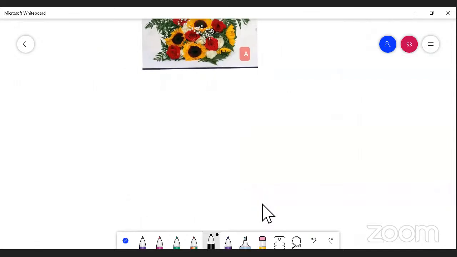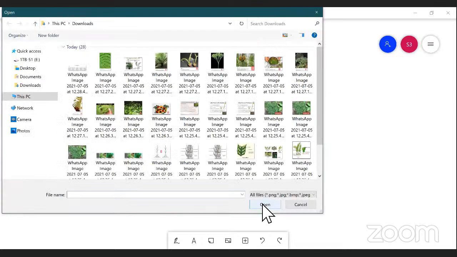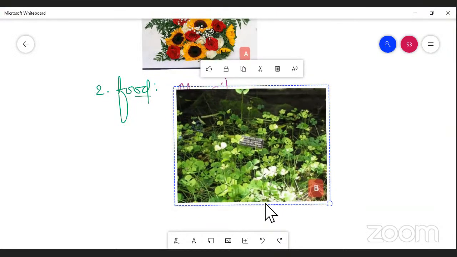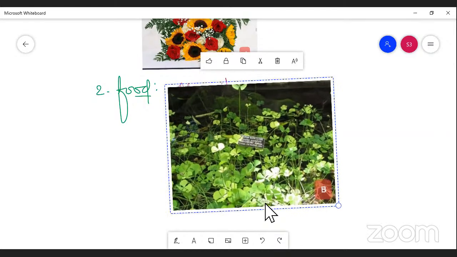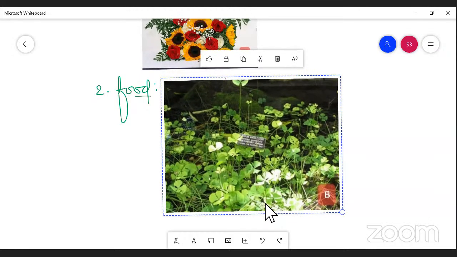Next we pass on to the food plants of pteridophytes. Second, some pteridophytes are used as food, that is Marsilea. Students, please understand, you are going to learn different kinds of plants. This is the Marsilea plant. It is generally grown in our area, and these plants are used for edible purposes.